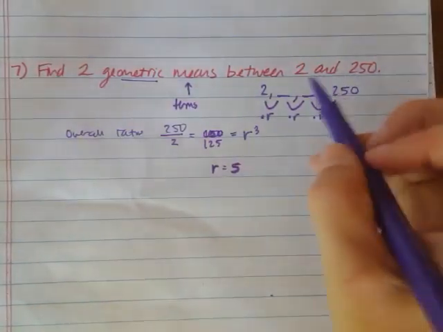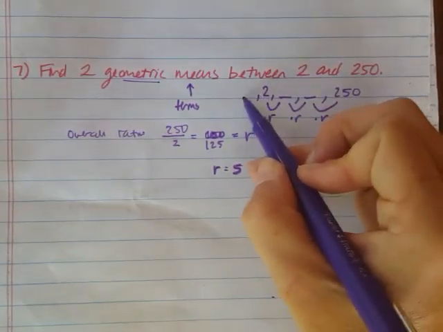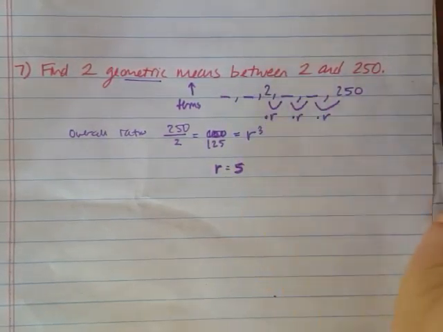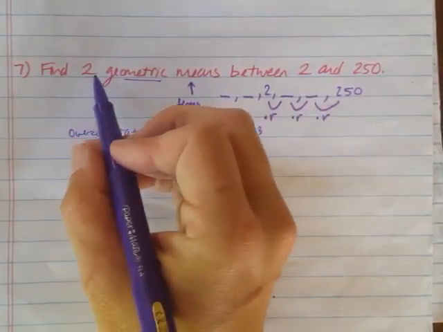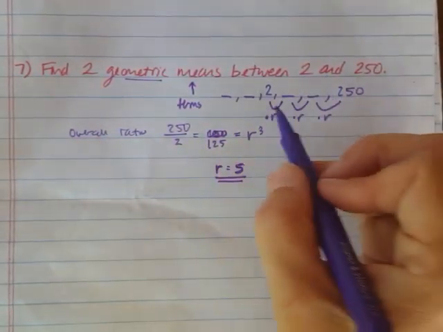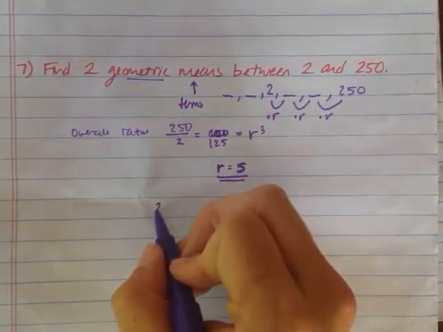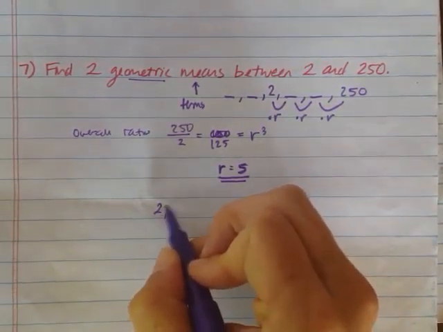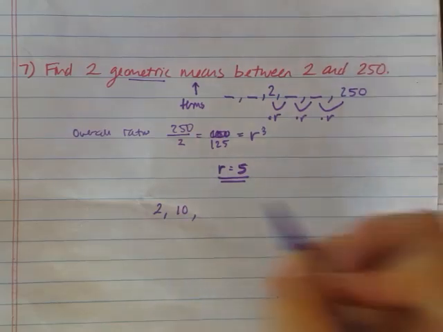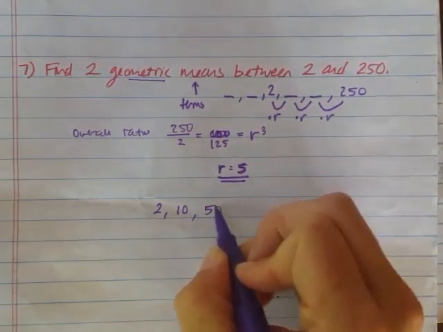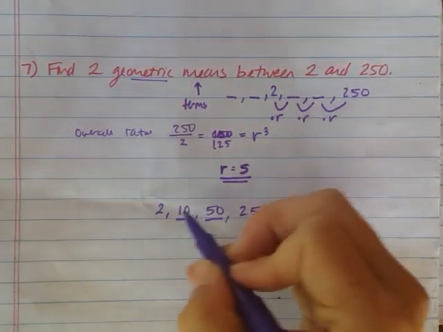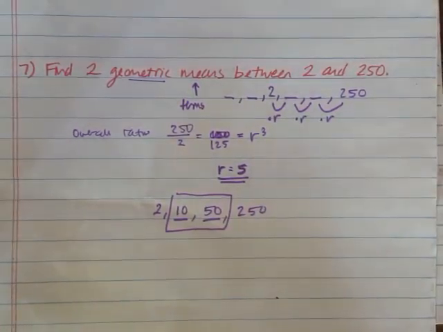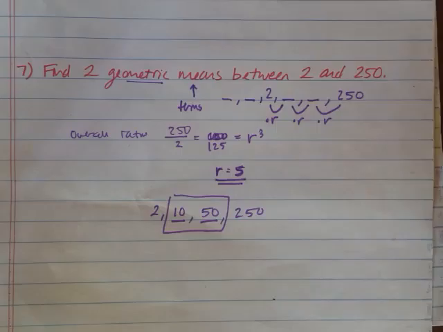So I've got an r value of 5, and this is not asking me to write an explicit rule. I actually don't even know if 2 is really the first term. There could be some terms prior to that. But by knowing that r is 5, I can now answer the question. I can find 2 geometric means, or 2 geometric terms, between 2 and 250. So after 2, we multiply by 5, again multiply by 5 again, and it works. 10 and 50 are the 2 geometric means between 2 and 250.